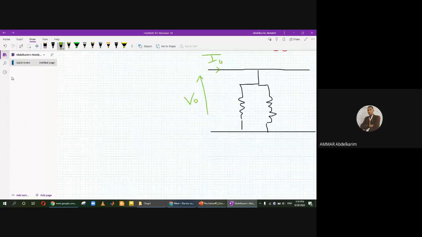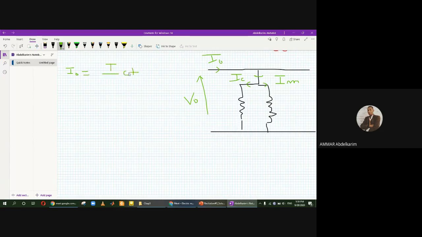So the current here, I_0, which is the no load current, gets divided here into I_C, which is the current of core losses, and I_M, which is the magnetizing current. So I_0 equals I_C plus I_M, but as vectors.